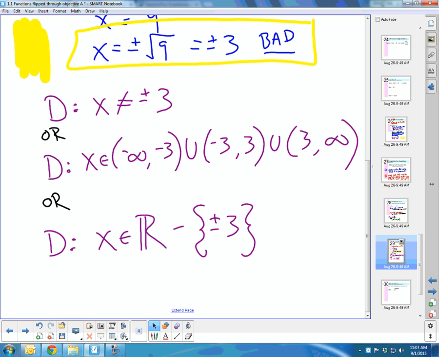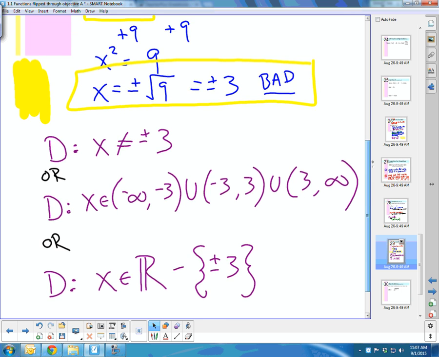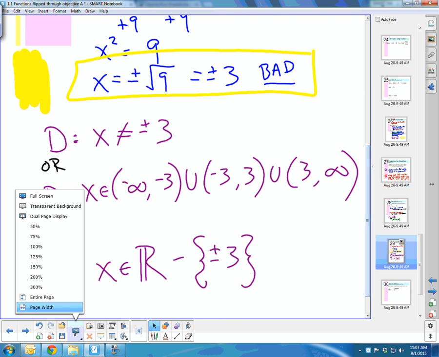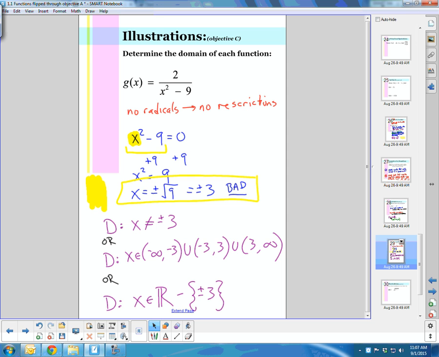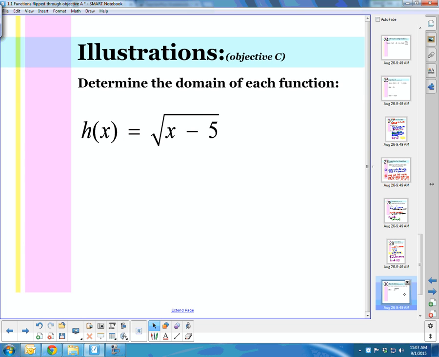We'll talk more in class about these 3 ways, but we're going to work on some notation, some more sophisticated ways of writing it. But those are 3 ways of writing that domain. More importantly, twofold for this whole problem. Let me do a full screen here. There are 2 parts to it. One part in blue, finding out what numbers are good and what numbers are bad. And then in purple, the second part, how do we write that down? So we have that. One last example, h of x equals the square root of x minus 5.